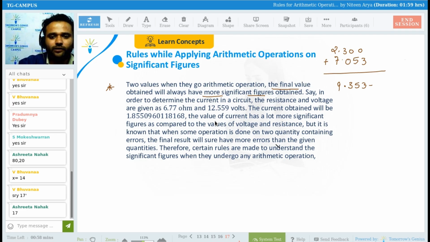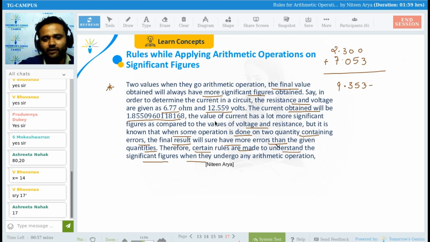So for example, in order to determine the current in a circuit, the resistance and the voltage are given as 6.7 ohm and 6.77, this is your resistance, this is your voltage. The current obtained will be in this order, obviously the maximum order is 12.559. The value of current has a lot more significant figures as compared to the values of voltage and resistance. But it is known that when some operation is done on two quantities containing errors, the final result will surely have more errors than the given quantities. Therefore, certain rules are made to understand significant figures when they undergo any arithmetic operation.